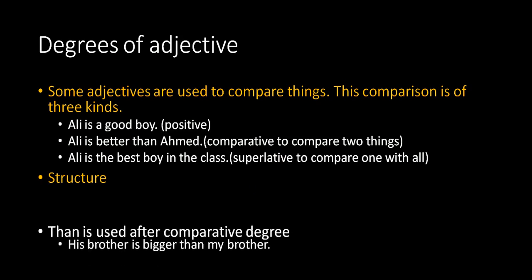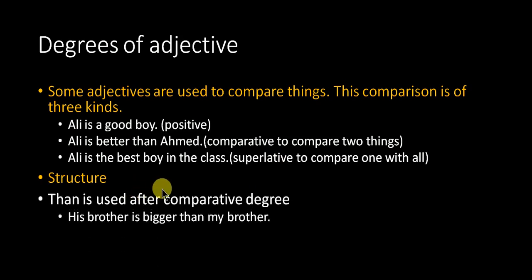Structure. Here I will tell you how we use these comparative and superlative degrees with nouns. The first is that than is used after the comparative degree. Dear students, his brother is bigger than my brother. My brother and his brother have been compared, and we have used than after bigger. Bigger is the second degree, comparative degree, and we have used than. His brother is bigger than my brother. Understand?